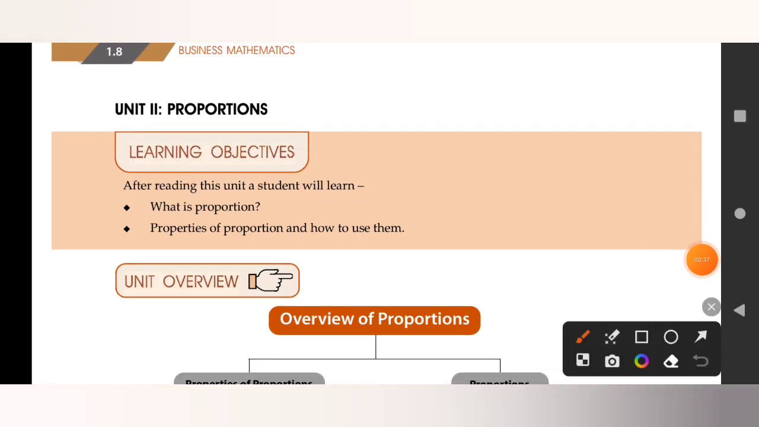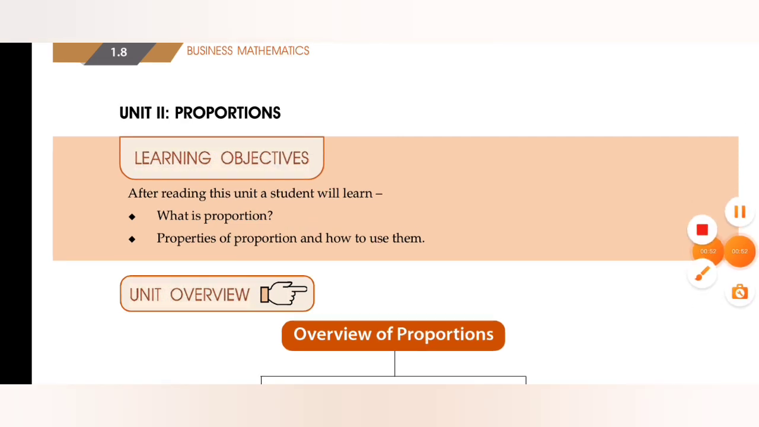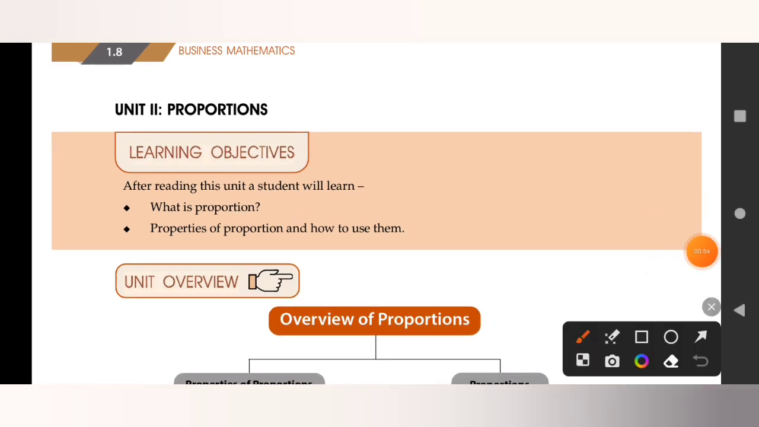So, unit 2, proportions. What are the learning objectives? After reading this unit, a student will learn what is proportion. Let us understand what is proportion a bit before we get into the text.